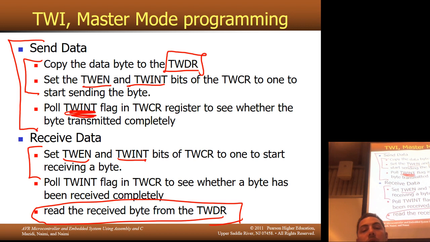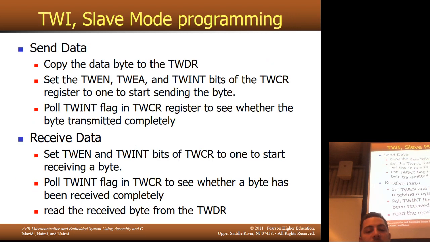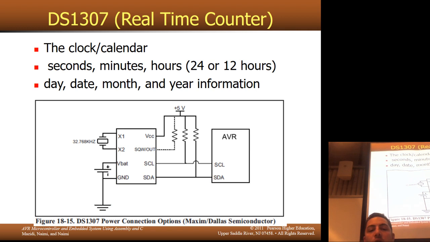The last thing to do is the stop condition, which involves writing a 1 to the enable, to the stop, and to the interrupt. And you do not poll. You just assume that it happened. I'm not going to spend a whole lot of time talking about slave mode programming because that's really beyond the scope of our course. I want to get right into a type of I2C device called a real-time clock.